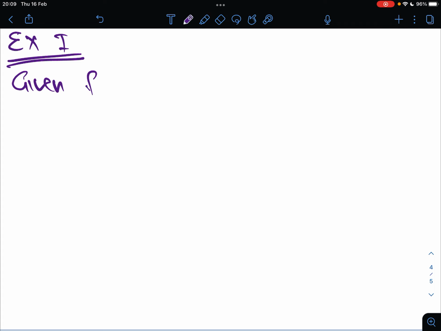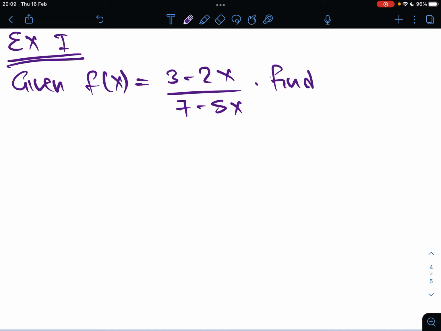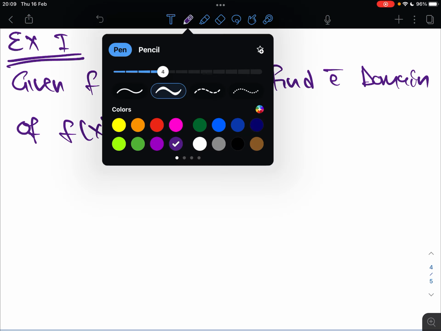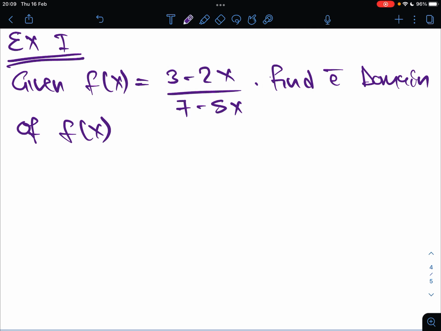Given f of x equals 3 minus 2x over 7 minus 5x, find the domain of f of x. You see that? So how can you get to answer a problem like this one? To answer a problem like this one, this is how we proceed.